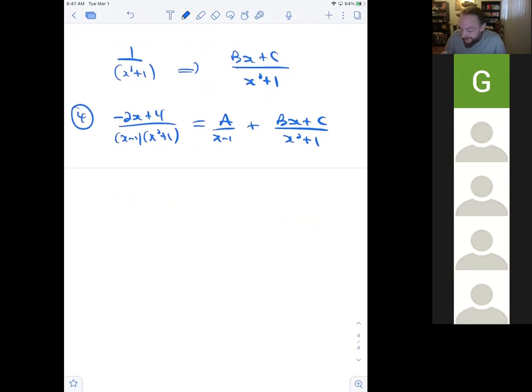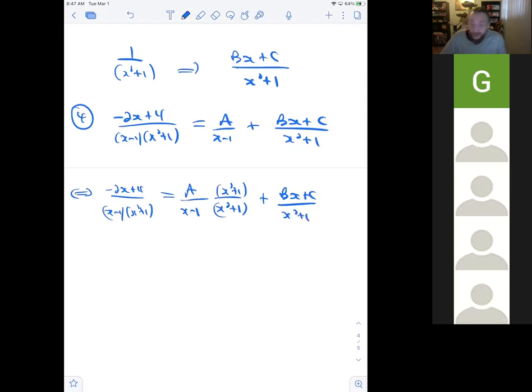So once I have that, that says that I need a common denominator. Once I get a common denominator, this says that (-2x plus 4) over (x minus 1)(x squared plus 1) is equal to a over x minus 1. What's it missing? x squared plus 1. So I multiply by (x squared plus 1) over (x squared plus 1), plus (bx plus c) over (x squared plus 1). What's this one missing? It's missing (x minus 1) over (x minus 1).